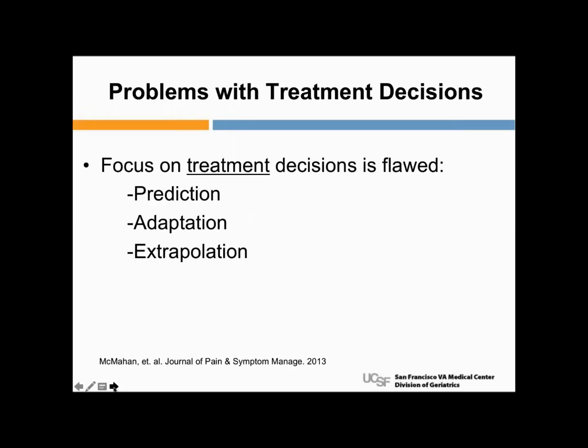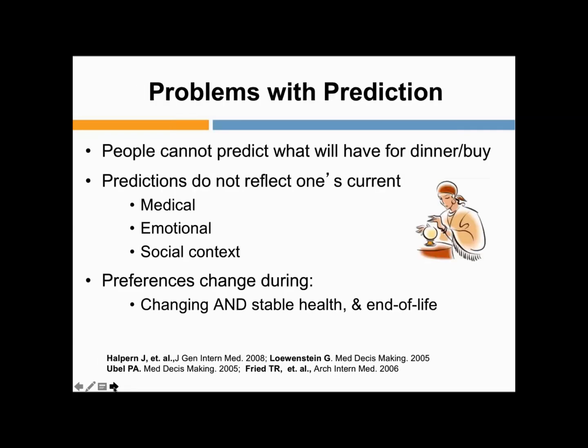So, just to back up for a moment, the problem with only focusing on treatment decisions such as CPR and mechanical ventilation is that these treatment decisions can be flawed based on prediction, adaptation, and extrapolation. And I'll tell you what I mean. When we talk about problems with prediction, many sociologic and anthropologic studies show that people cannot predict what they're going to have for dinner or buy at the store 20 minutes ahead of time, much less the exact medical care they will want in every clinical context in the future. And the problem is that predictions don't reflect someone's current medical, emotional, or social context.